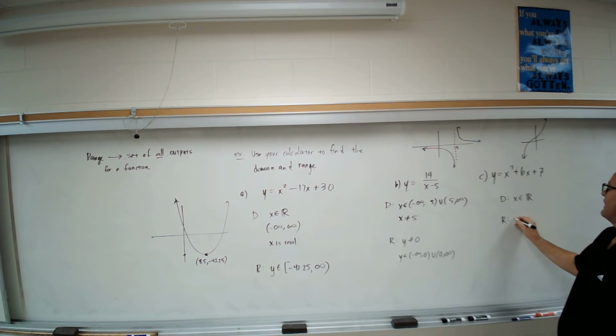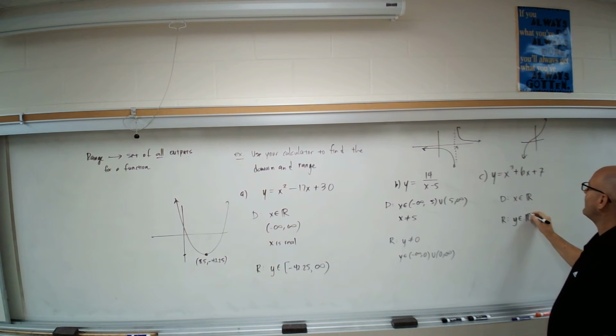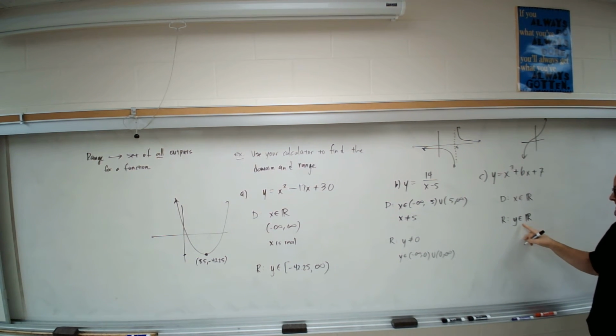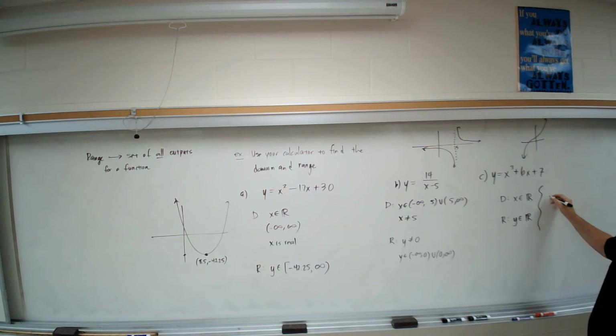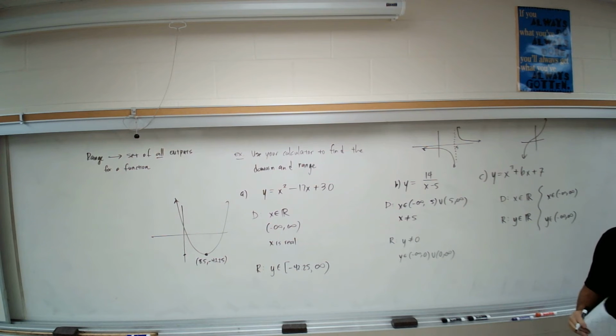So we can say y is contained in the set of real numbers. We do not say y-e-r. That's a symbol. You could have said, though, if you hate that, x is contained from negative infinity to infinity, and y is contained from negative infinity to infinity. That would work also.